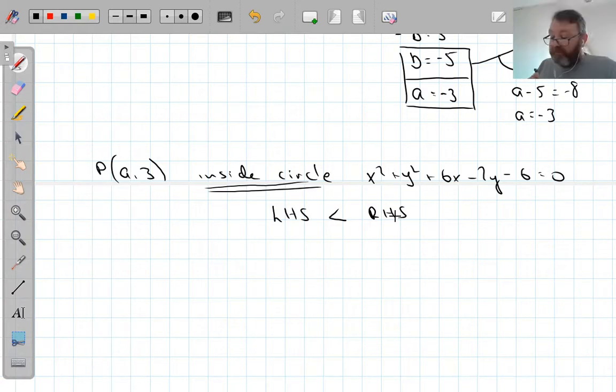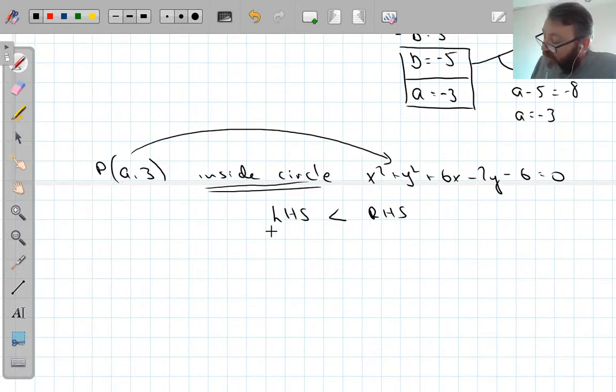So what I mean by that is when you put A3 into this equation here, the left hand side will become smaller than the right hand side, because that's what a point that lies inside the circle does. It gives a smaller left hand side to the right hand side. So let's do that and see what happens.